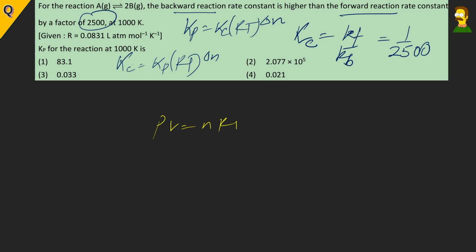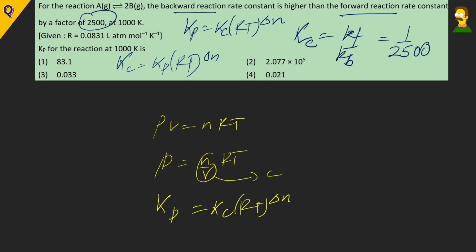PV equal to nRT, right? So if I take P to be equal to n by V RT, then Kp equals Kc, because this is nothing but C RT per delta n. That's how I mug it. That's my way of mugging it. Okay, so Kp is going to be equal to 1 by 2500 times R, which is 0.0831, times 1000. What is 1 by 4? Oh, then we can do this. This becomes 0.033, right? Wait. Did I do something weird here?